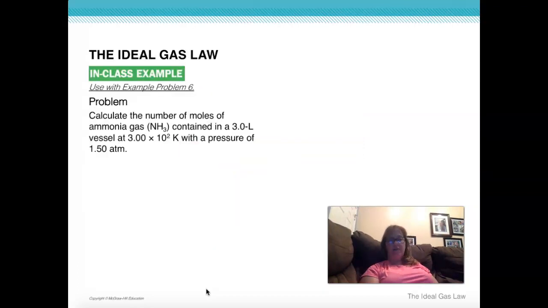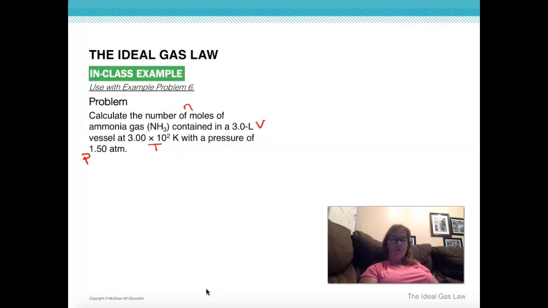All right, let's try a practice problem. This problem is asking us to calculate the number of moles. Remember, that's our lowercase n. Contained in 3 liters, that's going to be our volume, at 3 times 10 to the second Kelvin, that's our temperature, with a pressure of 1.50 atmospheres.